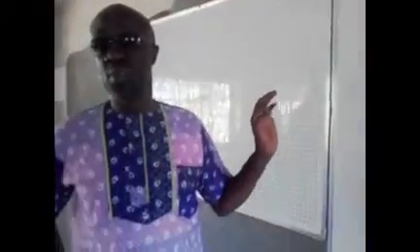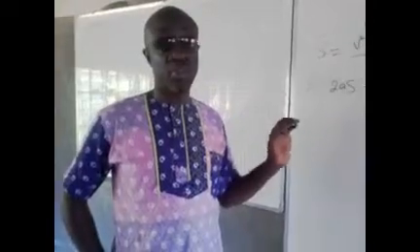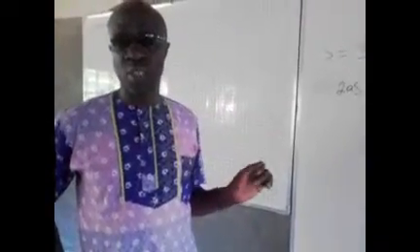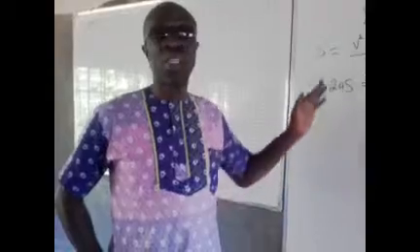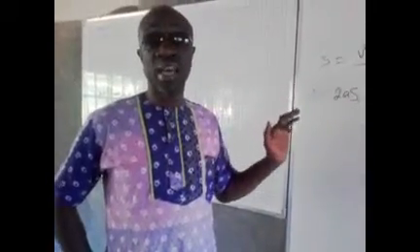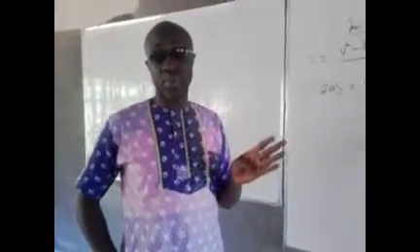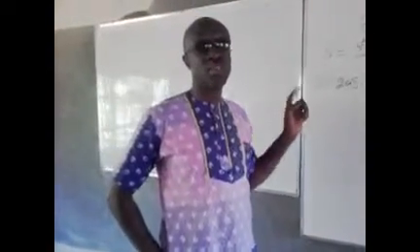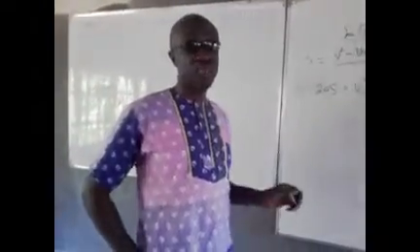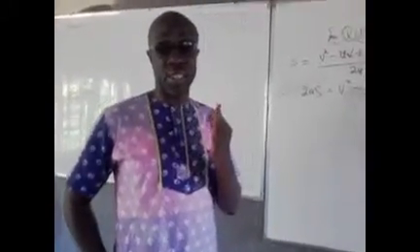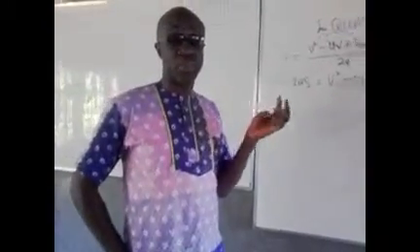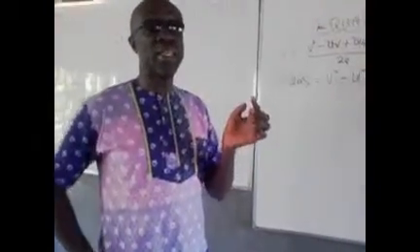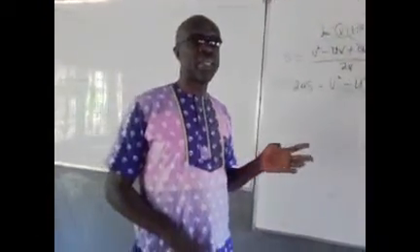The next thing we are going to do now is, how do we use these equations of motion? Remember, each of these equations of motion has 4 variables. The first equation, which is V equal to U plus AT, has 4 variables: V, U, A, and T.